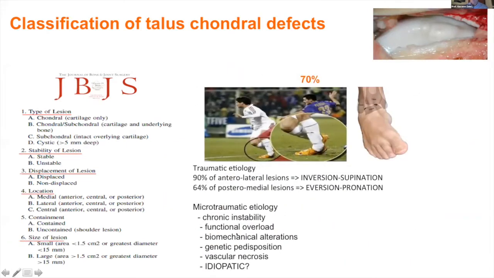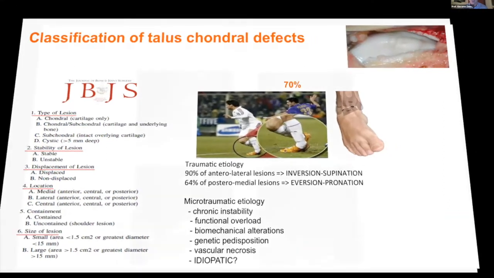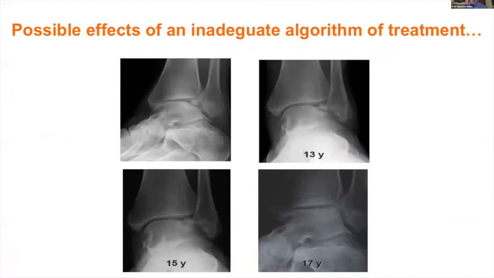We have to understand the etiology because we may have traumatic etiology, and we know that 90% of the anterolateral lesions are in inversion and supination, while 64% are in the contrary way. So, which may be the possible effect of an inadequate algorithm of treatment? You see from this displaced fragment of cartilage, you see in the ears, what happened is that we have a failure of repair in young patients.